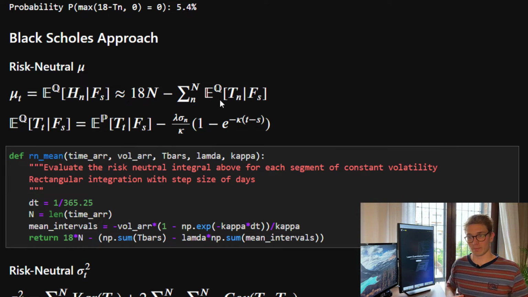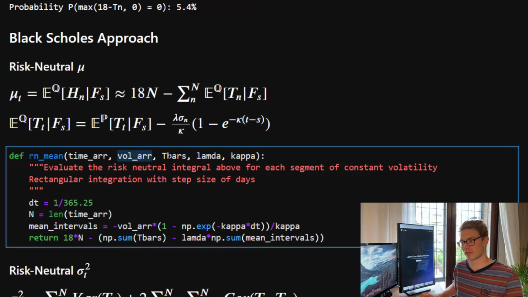So now we've got the Black-Scholes approach that we actually have to apply using Python. Let's evaluate this using Python. We are reading in our time array, our volatility array, our average temperature bars, our lambda and kappa. These are just constants. Now we're going to evaluate this risk neutral integral over each segment of constant volatility. Our time step between S and T is just 1 day, so 1 divided by 365.25. Our number of days is the length of our time array, 92 days in this case for the 3 months of winter in Australia.